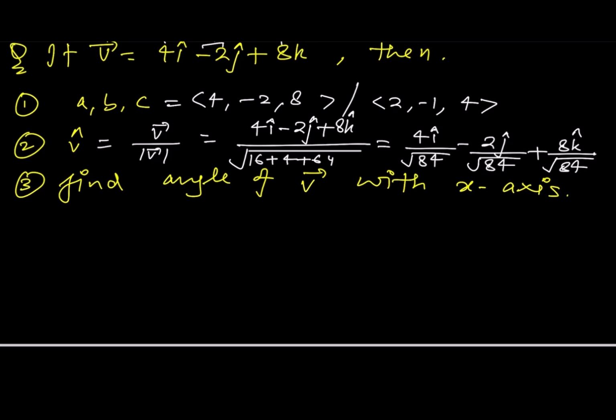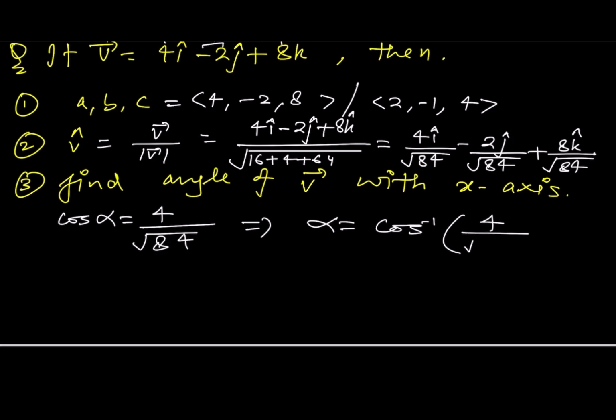And now the third one, the angle of v vector with x-axis. So we need to find cos alpha, which is 4 upon root over 84, or alpha is equal to cos inverse 4 upon root over 84.